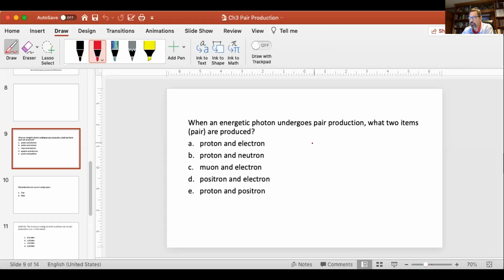One person's conserving charge, but not mass. Waiting on two more. What gets produced? All right, everybody's in the poll, and majority wins here.